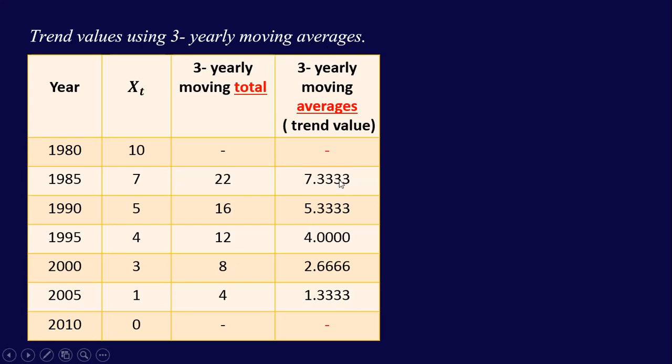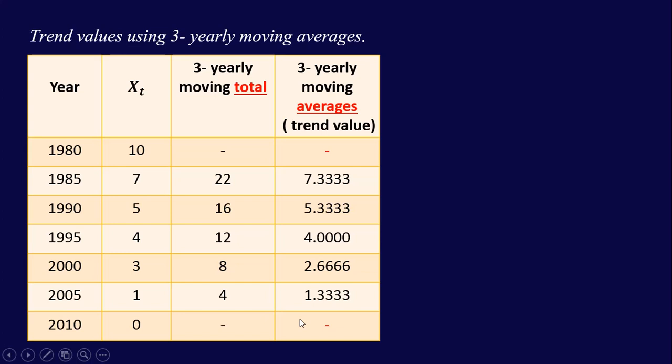Now here, this first observation is not there, so using this moving averages method, it is not possible to find the trend value for this first year 1980. Again, in the last cell of this table, using 3 yearly moving averages, it is not possible to find the trend value for this year 2010.